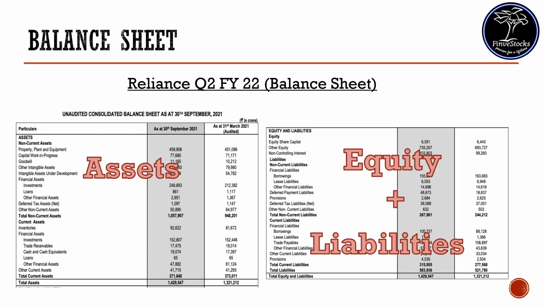Here it mentioned all the assets on the left side, and on the right side it shows the equity as well as liabilities. So both these numbers are matching. The left side is showing the overall assets of the company, which is around 14,29,547 crores, whereas on the other side it shows equity and liabilities. The total value of equity along with liabilities is around 14,29,547 crores. The third statement is the cash flow statement.